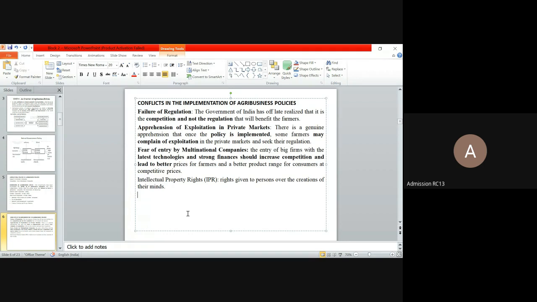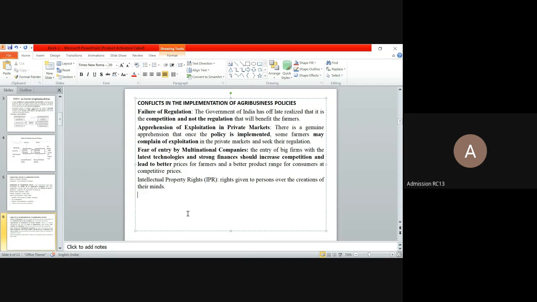Earlier, the policy makers thought that they failed in the implementation of regulations, not knowing that regulation was not the only problem, but that competition was the real reason. The government of India later realized that it was not only the regulation that was the factor for the failure of regulation. Competition will in most cases benefit the farmers if they are aware of it, not the regulation. That is the failure of regulation, because the government of India set up the regulation from a regulation point of view, not a competition-based point of view. That's where they started getting conflicted. Next, apprehension of exploitation in private markets. Once the policy was implemented, the farmers came up with many complaints of exploitation, and that the policies have been misused in the private markets.